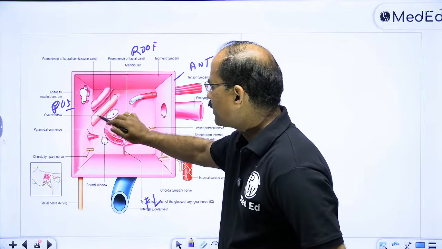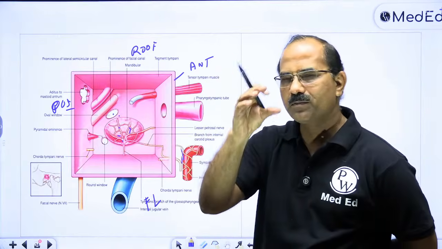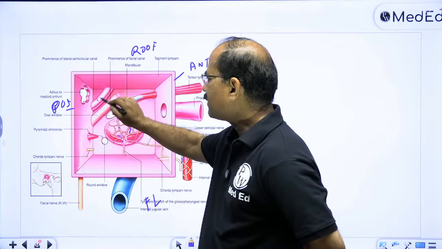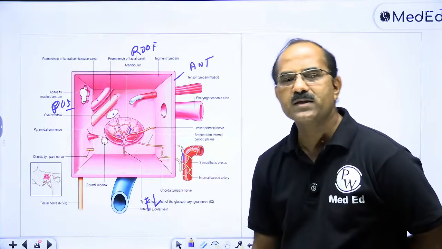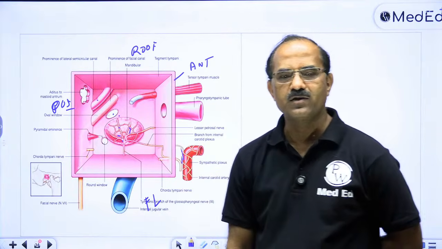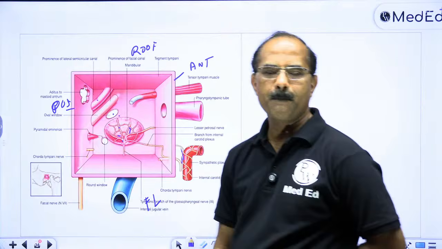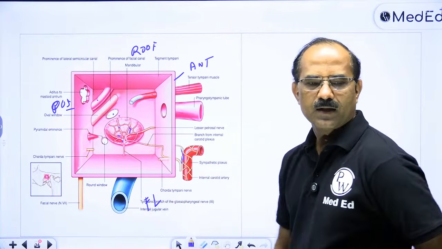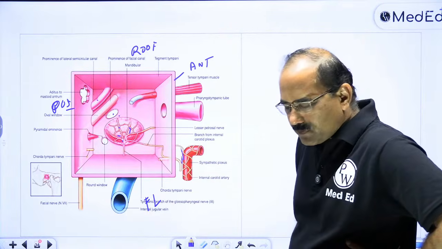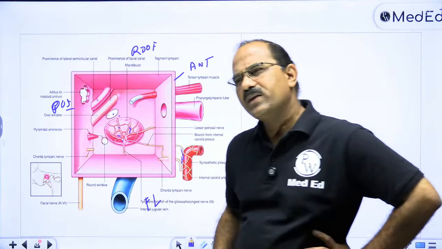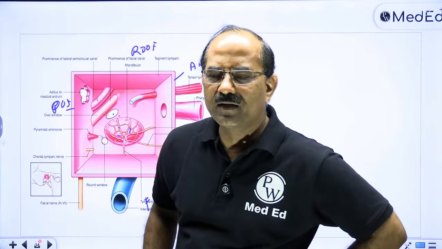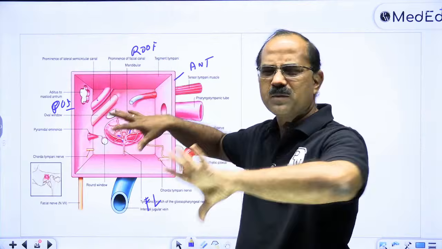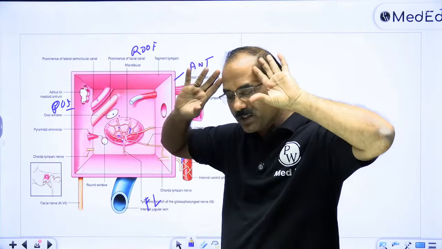This is the facial canal. The facial nerve forms a prominence, that's a facial canal, and this is the prominence of lateral semicircular canal. That's it. Can anyone tell me what is the nerve supply of middle ear? ये बस ये diagram याद रखना. Diagram is very self-explanatory.